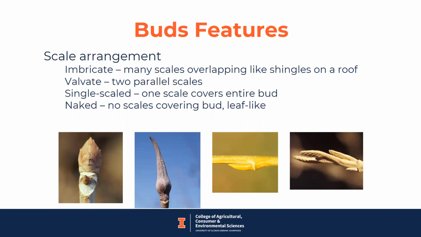A lot of your keys will describe buds based off of their scale arrangements. And a lot of our buds have scales, which are essentially tissues that protect the embryonic tissues within the bud.